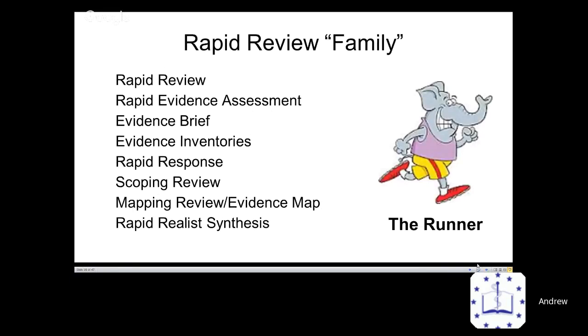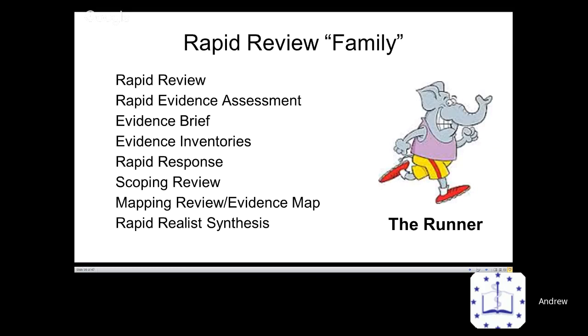So when we get beyond the systematic review family, then life starts to get a little bit more interesting, a little bit more complicated. We can see that a number of these labels have speed in the title: rapid review, rapid evidence assessment, rapid response, rapid realist synthesis.